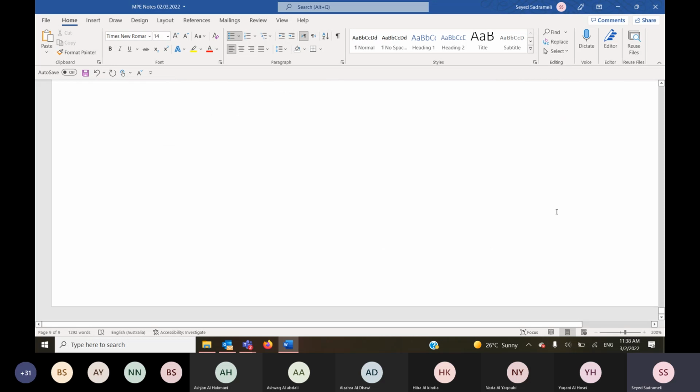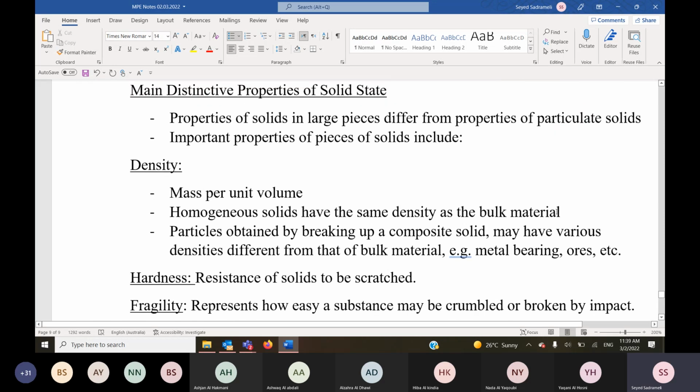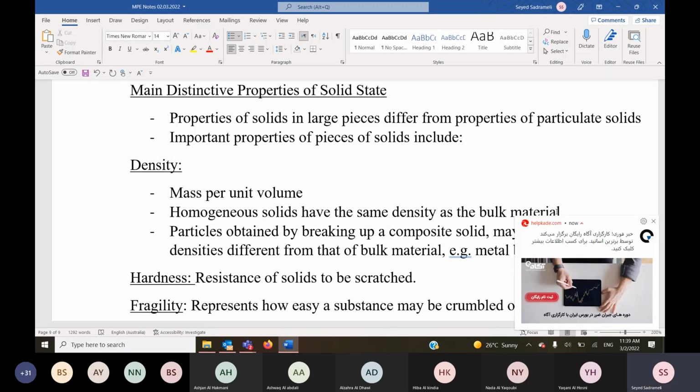Okay, so this is the first chapter, which is based on the introduction materials for this course. In the next chapter, we are going to discuss particle characteristics.